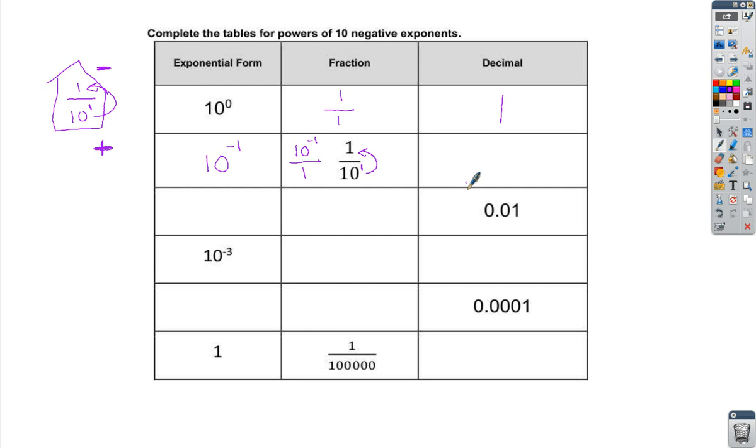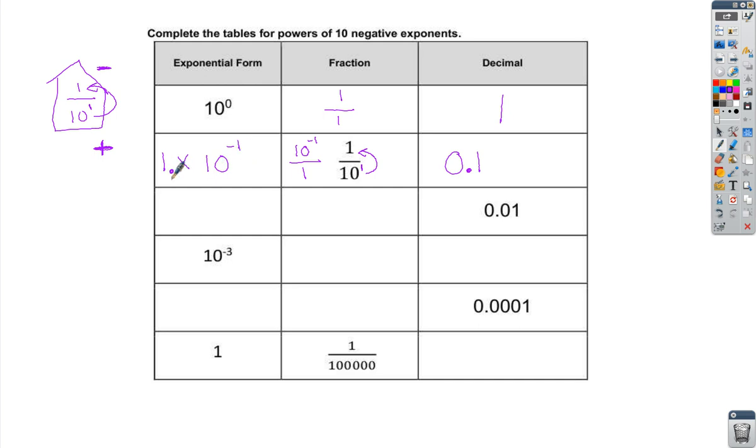Now we need to write this 10 to the negative 1 in decimal form. We can think about this two ways. This exponent is going to tell us how many zeros we need, and it's going to be 1 less than our exponent. So 1 minus 1 would be 0. So we need 0 zeros. So it would just be 0.1. We need 0 zeros after our decimal. You can also think about this 10 to the negative 1 as 1 times 10 to the negative 1 power.